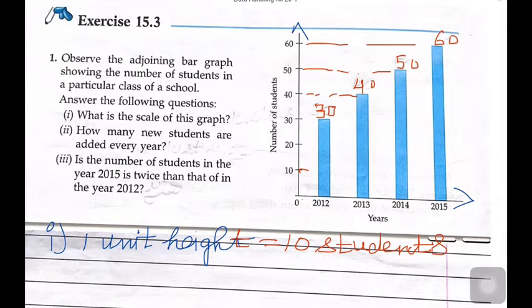Now how many students are added every year? हर साल कितने स्टूडेंट बढ़ जाते हैं? देखो यहाँ 30 थे, 40 हो गए, 50 हो गए, then 60. तो हर साल 10 students are increasing. So 10 students. हर साल 10 students क्लास में ऐड हो रहे हैं.